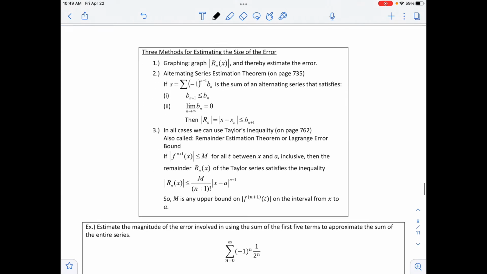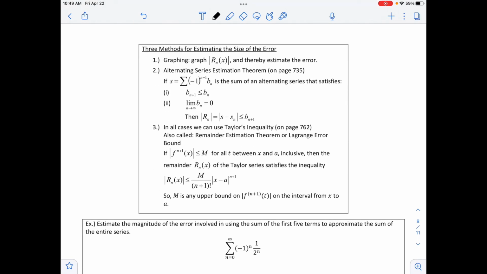At the top of the next page, it says 3 methods for estimating the size of the error. One is graphing. Graph the absolute value of R sub n of x, and thereby estimate the error. You can use the alternating series test, which we saw a few sections ago. This is talked about on page 735 in our textbook.